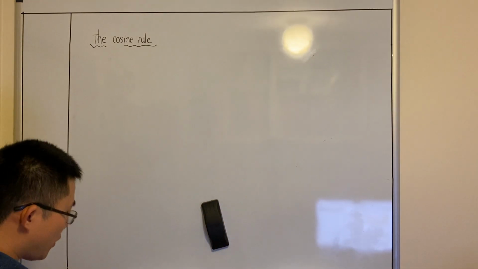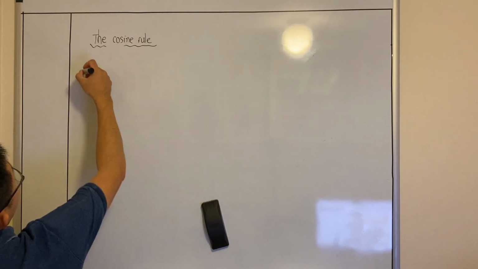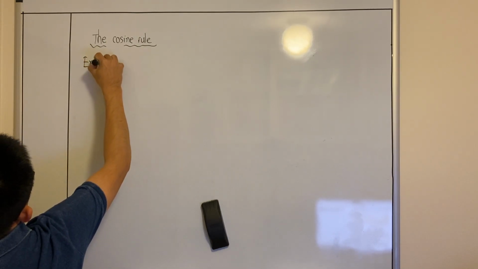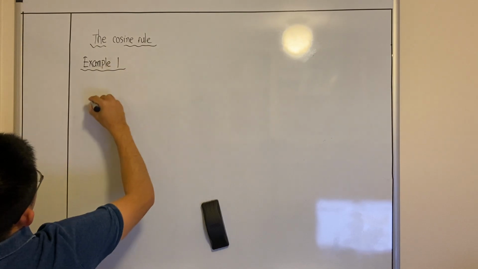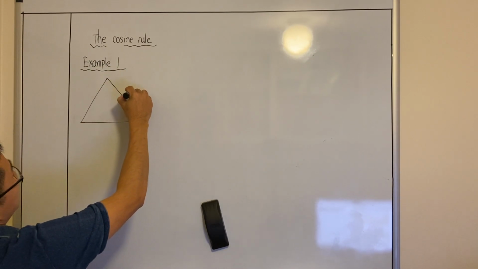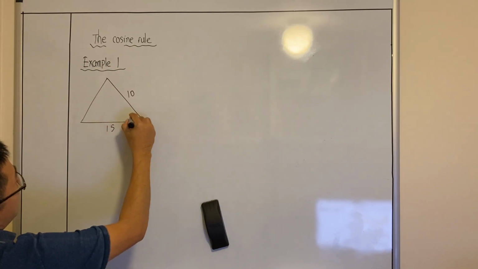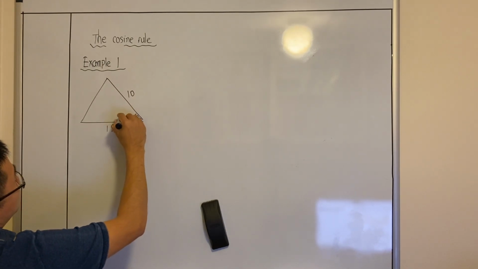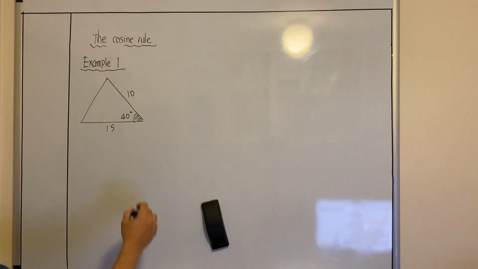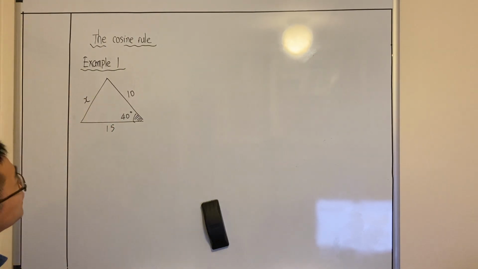All right, let's do a question that's really simple. We're just using the formula straight away. All right, example 1. So we've got a triangle here, and then we've got a side here equal to 10. That's equal to 15, and the angle in between is equal to 40 degrees. And obviously the question asks you to work out what's x, right? What's the missing side?